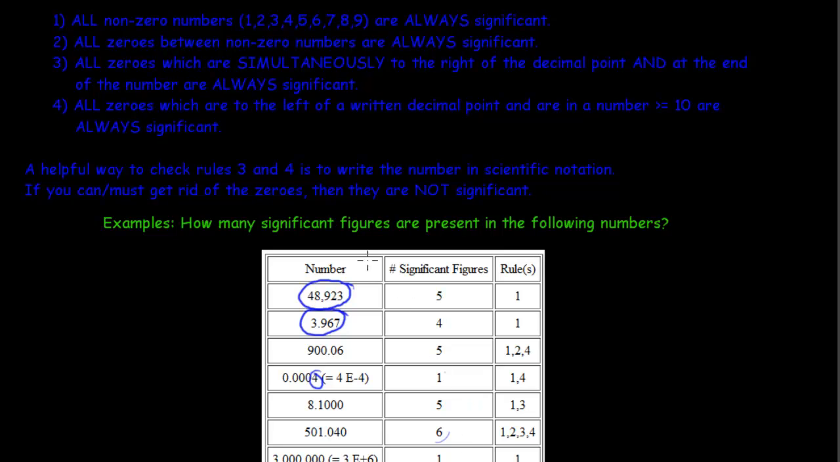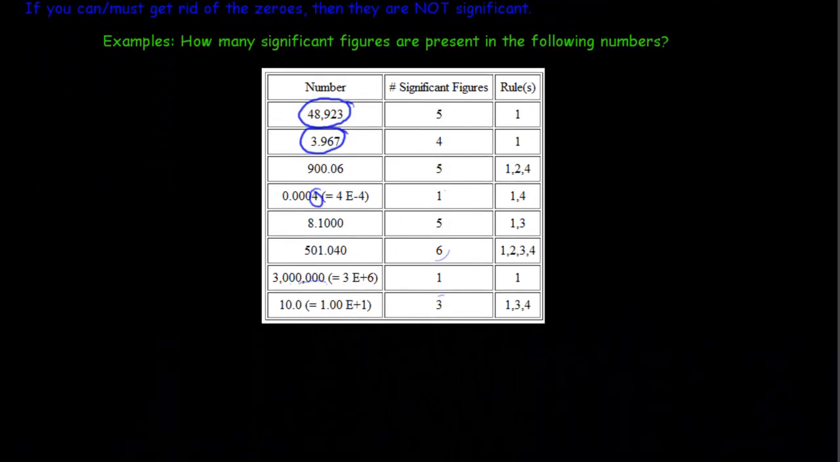So this is significant figures, and I'm going to have my kids do a worksheet on significant figures so they can actually figure out the importance of important numbers versus not so important numbers.